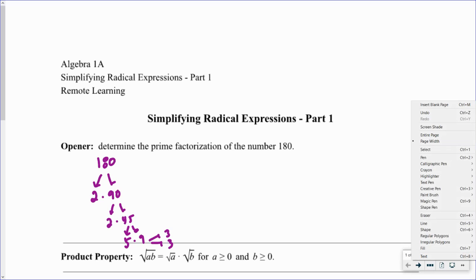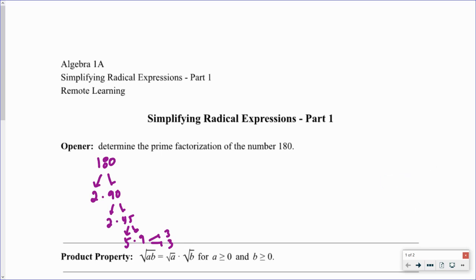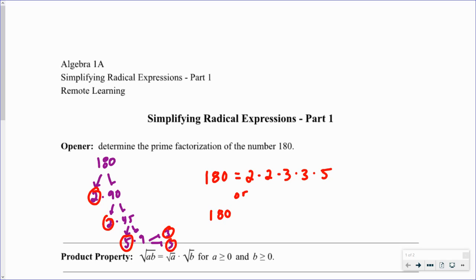And at this point, all the factors that we have are prime numbers. So over here, I'm going to rewrite 180 as the product of those factors. So 2 times 2 times 3 times 3 times 5. That product right there is 180. Now, another equivalent form, we can write that factorization as 2 squared times 3 squared times 5.